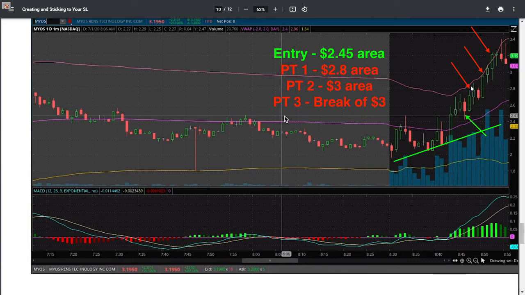I'll just say 2.8 area because maybe you probably didn't get filled, right, unless you had a limit order set right there. Maybe not filled completely at 2.85 for an exit. But the 2.8 area is perfect as we push straight up to it. Now we're just moving up from there. $3. Break of $3, that's your next area for taking some off the plate, anywhere into these upper shadows and this spike above 3. So price target 1, 2.80.